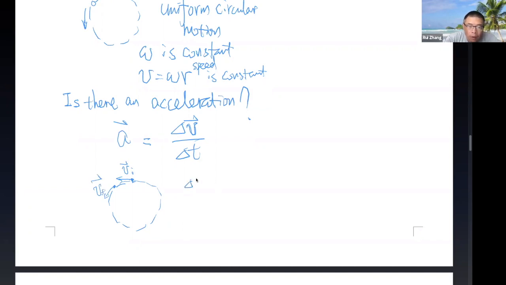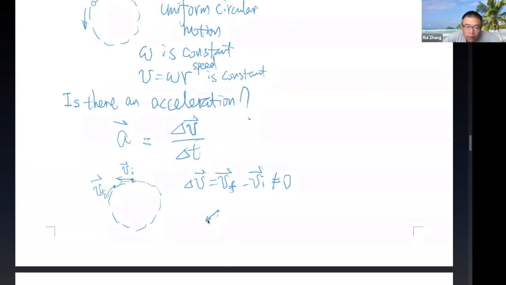And delta V equals VF minus VI, but it's not 0. Remember, this is a vector subtraction: one vector subtracted from another vector. How do we do that? What we did was do it like a vector addition. So we draw VF here, and then we draw negative VI. So VI goes this direction, negative VI goes this direction.